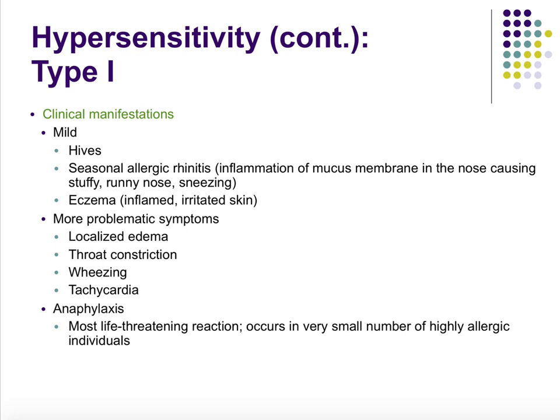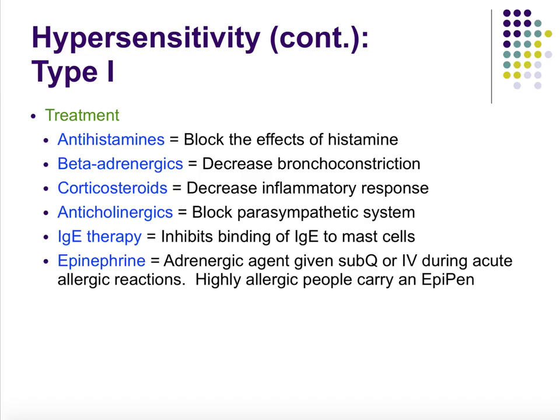More problematic symptoms include localized edema. Remember, you're increasing permeability of your vasculature. You have throat constriction and wheezing, so the difficulty breathing, and then tachycardia. And anaphylaxis is the most life-threatening reaction. Occurs in a very small number of highly allergic individuals, but this is why you really need epinephrine injection right away. So how do we treat type 1 hypersensitivity?